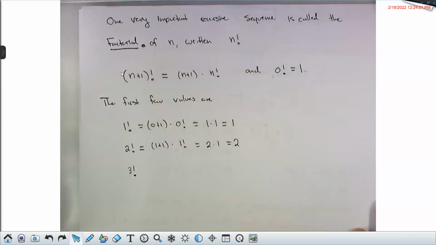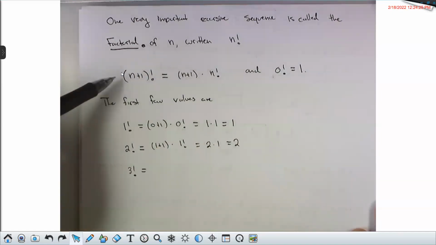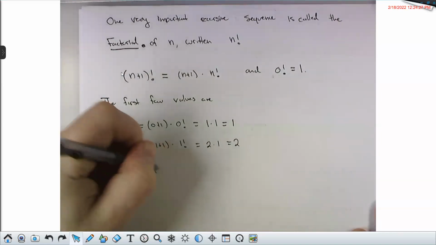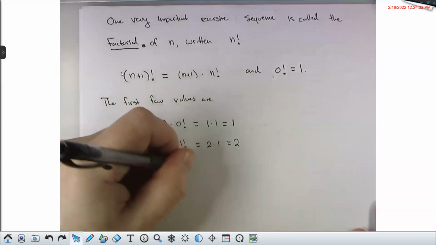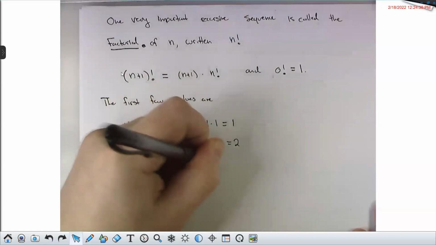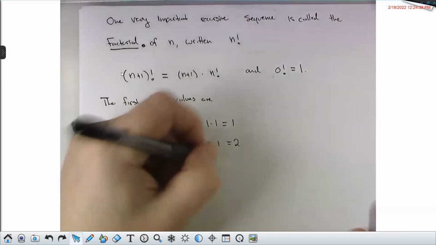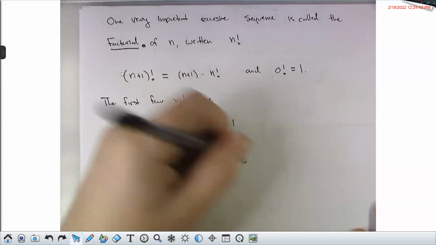Continuing, 3 factorial. So I'm plugging n equals 2 in here. It's 2 plus 1 times 2 factorial, which is 3 times, and then 2 factorial was 2 times 1. 3 times 2 times 1, that's 6.